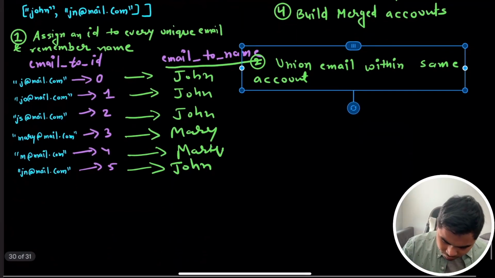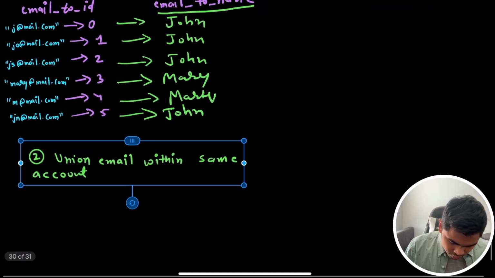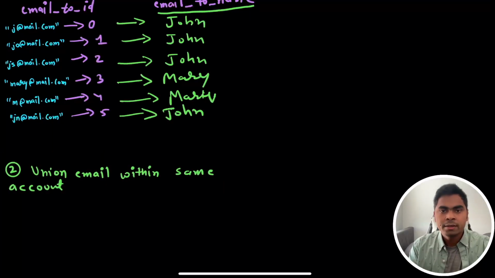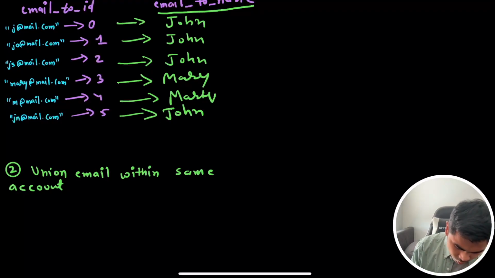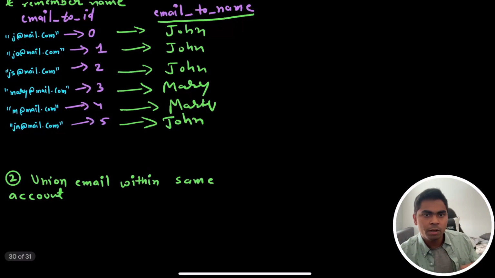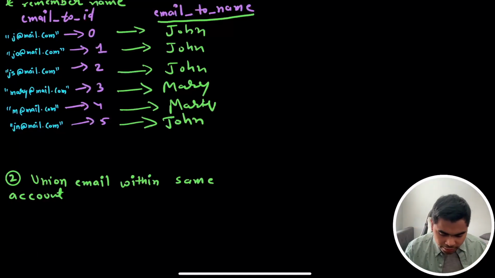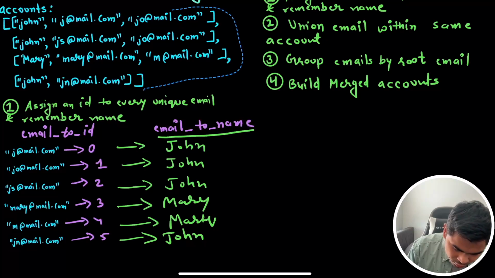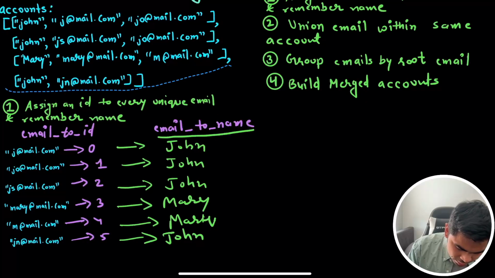create this union find data structure. Basically we'll have a class. I will copy the code that we have already written for union and find, so I will have that created. And now what I'm going to do is union these different emails together if they belong to the same person. So how do we do that? First thing is I will be visiting all these accounts. Let me just copy it also.